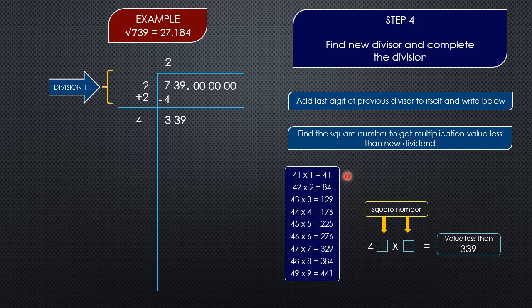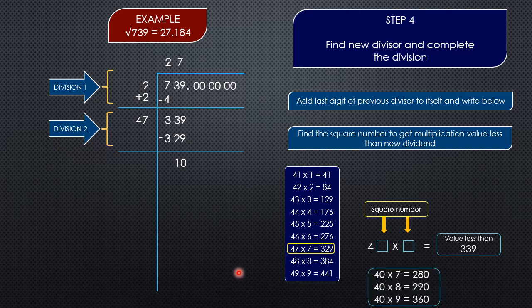Let's start the multiplication table. 41 into 1 is 41. 42 into 2 is 84. And as you go on, you will notice 47 into 7, which is 329, is more closer but less than the dividend 339. Write 7 in divisor, 7 in quotient, and its multiplication value 329 below the dividend 339. Subtract 329 from 339 and write remainder 10 below. That completes the second division.